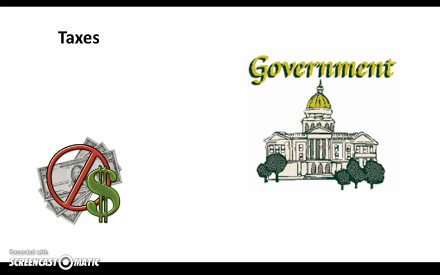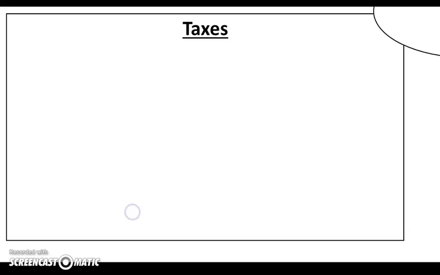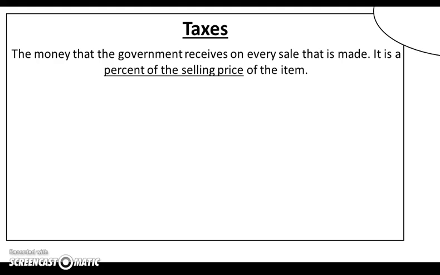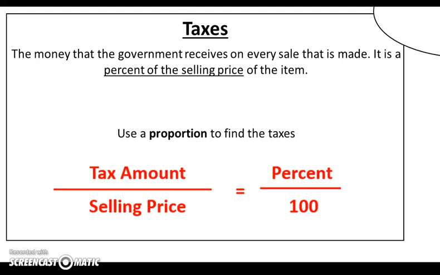Our last box to fill in is on taxes. Taxes are monies that go to the government. The one we're going to be working with the most here would be sales tax. Sales tax is often a percent of the purchase. Like in Pennsylvania, it's 6% sales tax. Other states can set their percent sales tax differently. But that's what you're mostly going to see word problems about, sales tax. So here's the definition: the money the government receives from every sale. And here is how you can use a proportion to calculate your sales tax.